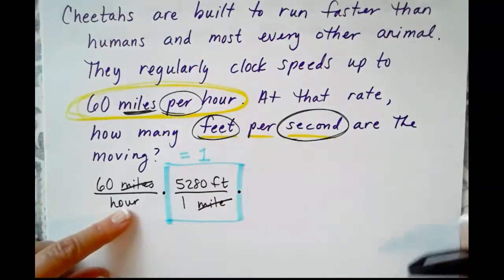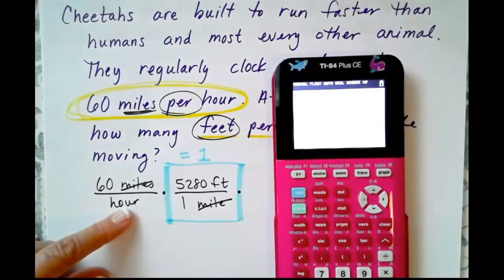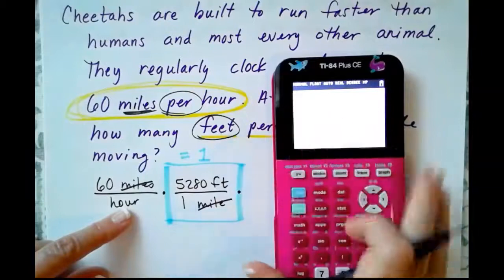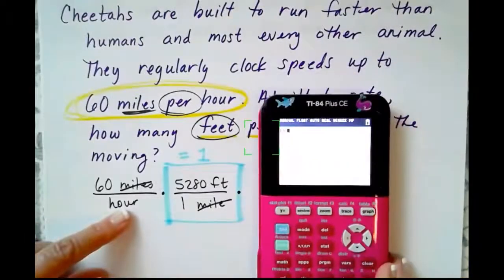Well, let's think about it. We'll use the calculator for just a minute. In 1 hour, there are 60 minutes. And in every one of those minutes, in every one of those 60 minutes, see if it'll focus on the calculator there.